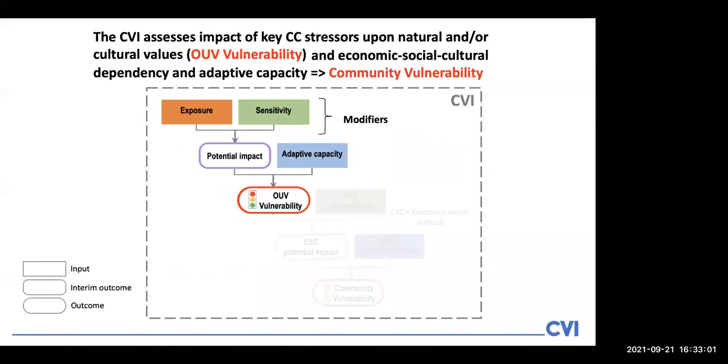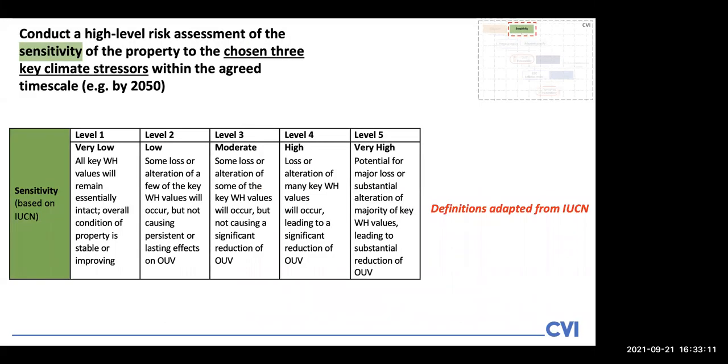Once again, we see our CVI framework, and here we're looking at that green term in the upper section of the CVI framework. As we just spoke about for the climate exposure term, here now we look at the response of the property, the sensitivity of the property to those three key climate stresses. And I'd like to take a little bit more time now in this table than we did for the exposure term to give you the opportunity to look through these definitions.